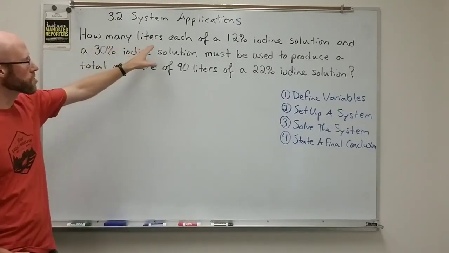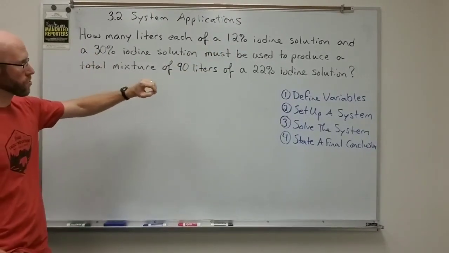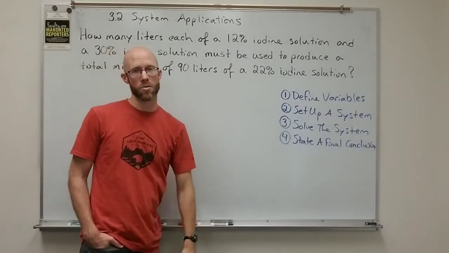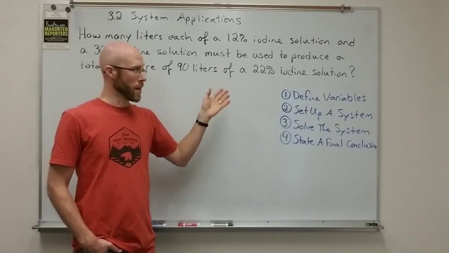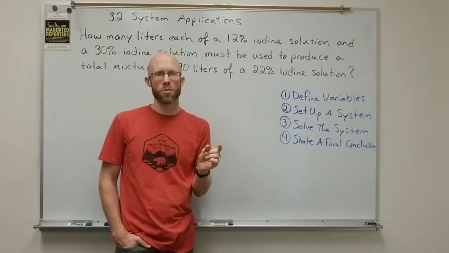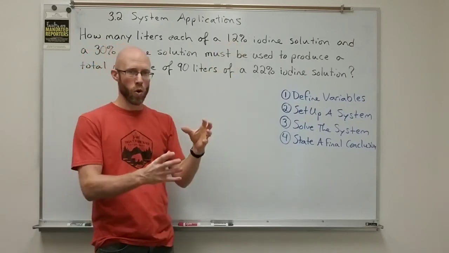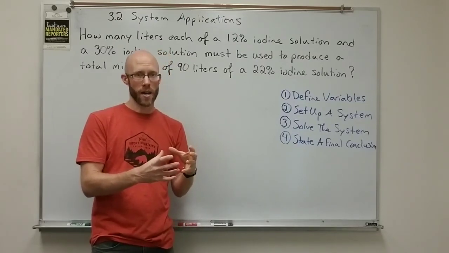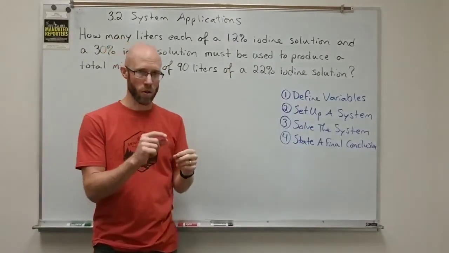It says, how many liters each of a 12% iodine solution and a 30% iodine solution must be used to produce a total mixture of 90 liters of a 22% iodine solution. So for whatever reason, this person needs 90 liters of a 22% solution, and all they have accessible to them is a 12 and a 30. Now, when you're mixing two solutions like this together, and this one is iodine, so apparently in this one solution, 12% of the volume of that solution is iodine, whereas here, 30% of it is iodine. And in the final answer, they want one that has just 22%.